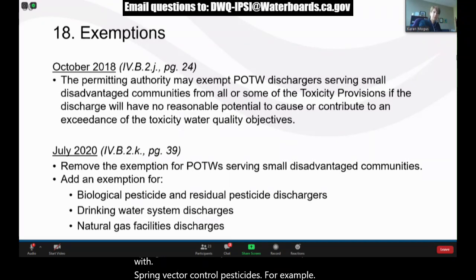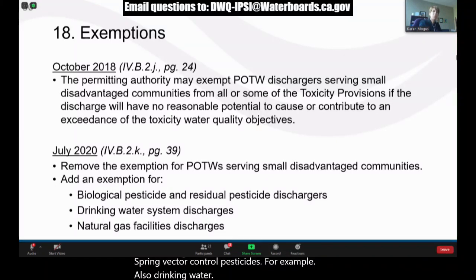Also drinking water system discharges whose biggest chemical of concern is chlorine, and there are requirements in their current permit that are designed to mitigate the toxicity associated with chlorine discharge. And similarly, the natural gas facilities have the same issue.